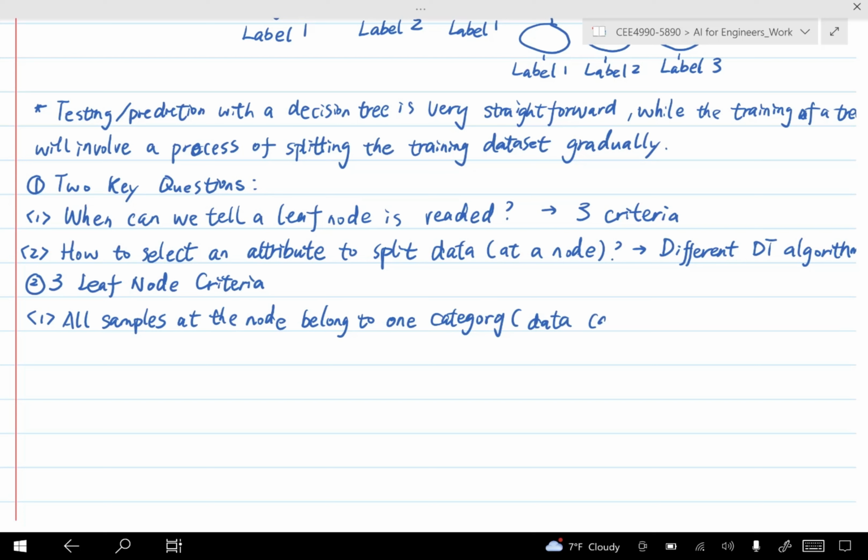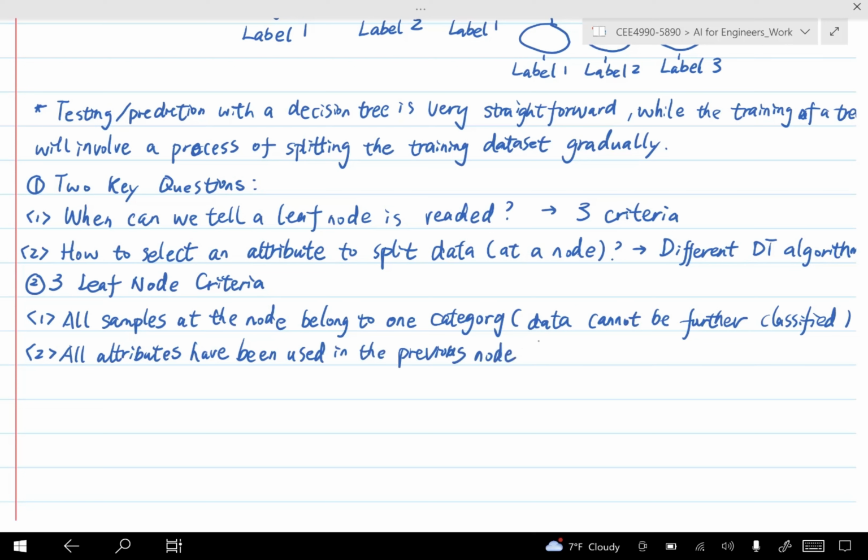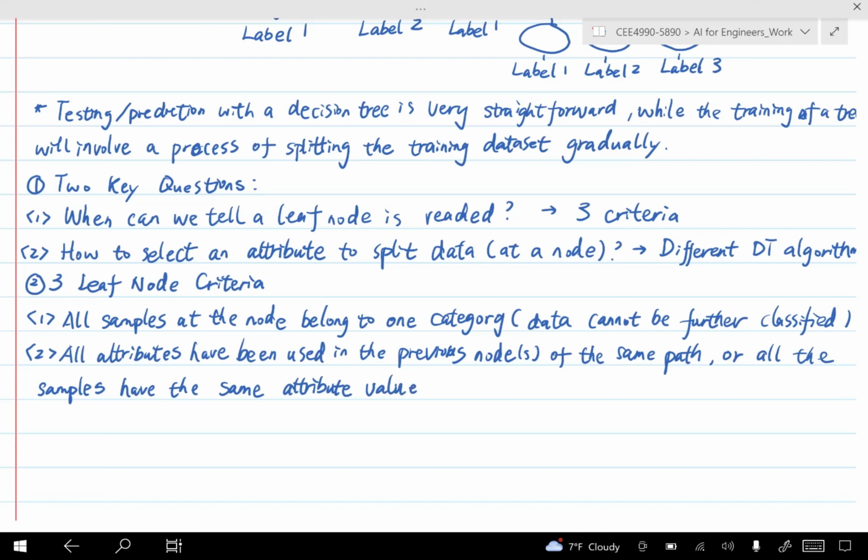Second criterion, we need to stop when all... with this one, you will see that actually we have 2 conditions. When all attributes have been used in the previous node or nodes of the same path. Or, so this is one condition, or the samples have the same attribute value. That means that belongs to only one node. So it does not make any sense to create a second level node because there's only one on the next level. In other words, data cannot be further split. Here's not classified.